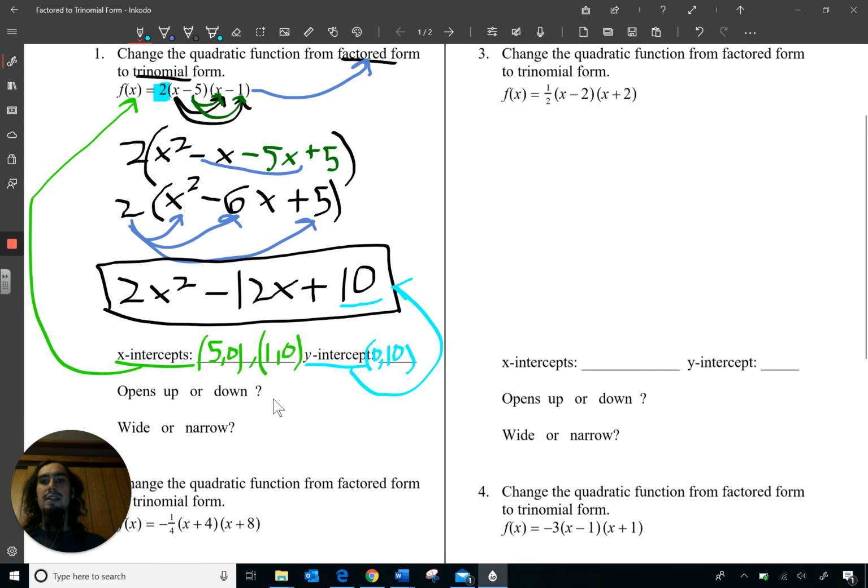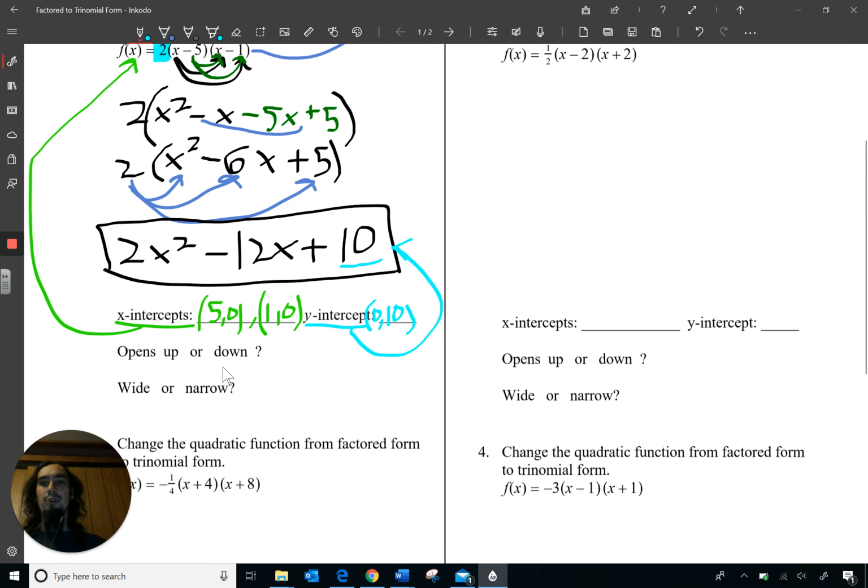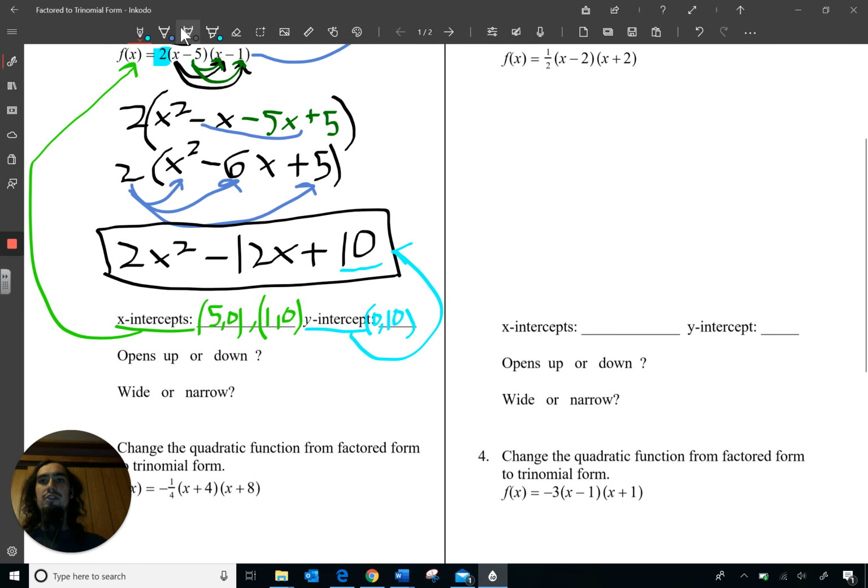Okay, opens up or down. Now these two bottom questions are going to be dependent on the a value. And recall that the a value is that number in the front. So for us it's 2. You can see it in factored form at the front or in trinomial form in the front. It's always right there in the front. It's also called the leading coefficient. So a, our leading coefficient, also called our scale factor, tells us if it opens up or down, and it tells us if it's wide or narrow.